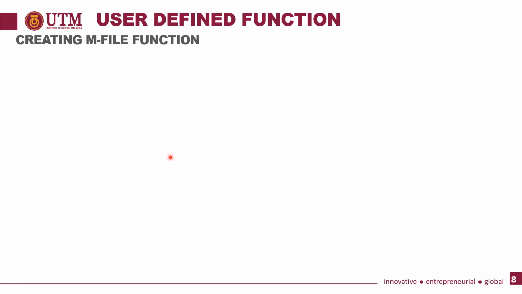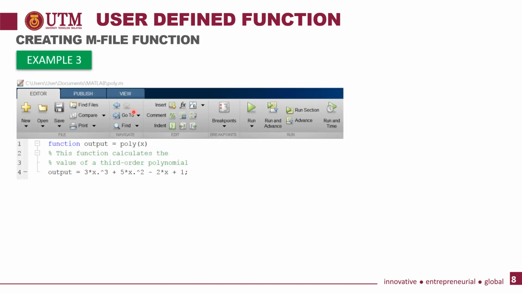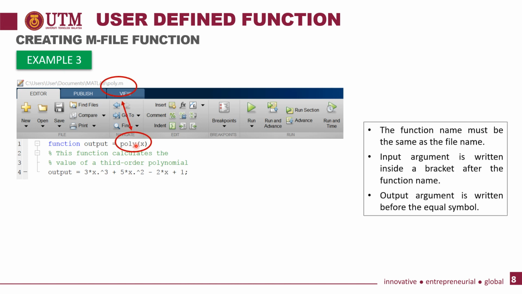Next, how to create an Mfile function. Let's take a look at example number 3. This example shows how you want to create a function called poly. The function name must be the same as the file name. So you need to make sure that this is your function name. The name of your function must be the same name as your function file. As you can see here, your function name is poly and your file name is poly.m.